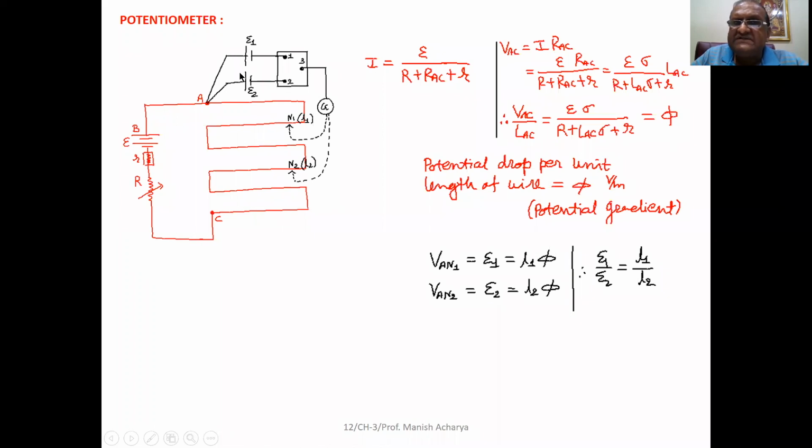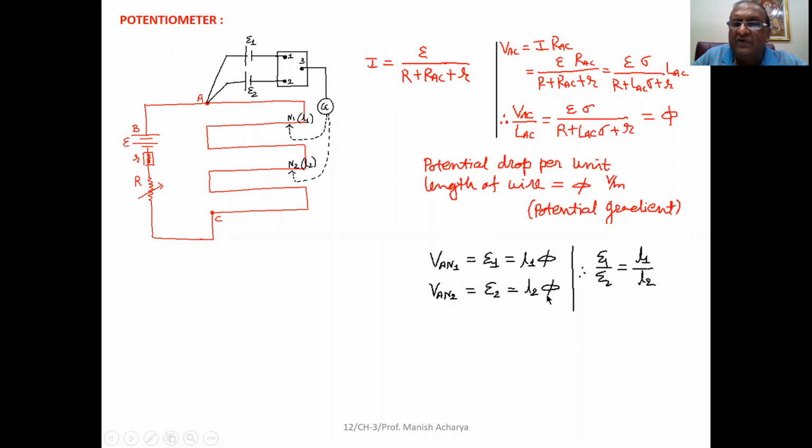Now disconnect these two terminals 1 and 3 and connect terminals 2 and 3. So now this second cell with EMF E2 is in the circuit. For that, again find out the null point. Suppose the null point is obtained at N2, and the length of the potentiometer wire which gives you the second null point is L2. So we can write the potential difference across A and 2 is equal to E2, which is L2 phi.